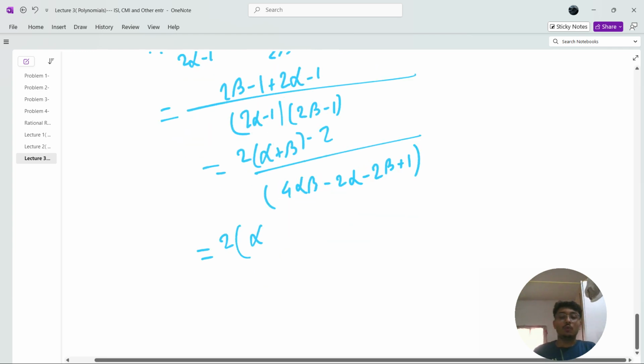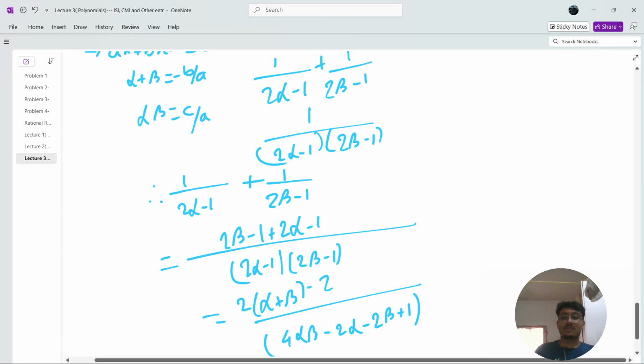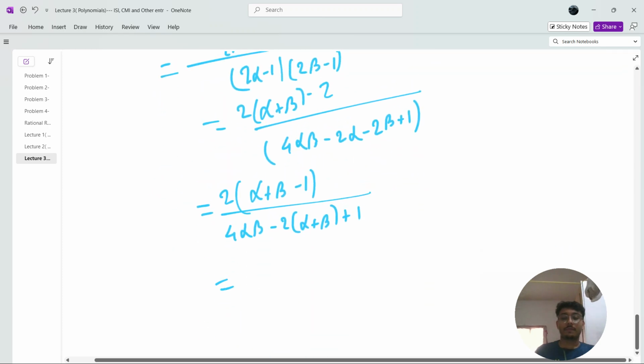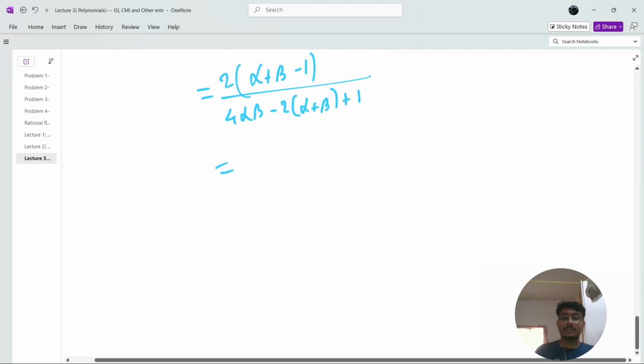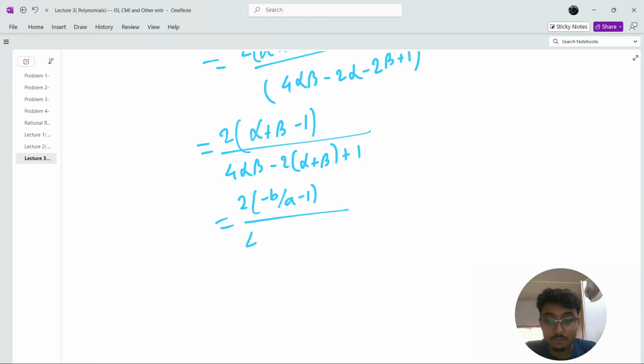So 2 into alpha plus beta minus 1 by 4 alpha beta minus 2 into alpha plus beta plus 1. Good. We don't need to calculate anything extra. We can just put in the values. Alpha plus beta is minus b by a. This needs careful manipulation. 2 into minus b by a minus 1 by 4 into c by a as alpha beta minus 2 into minus b by a plus 1.